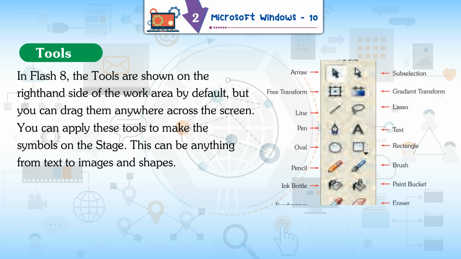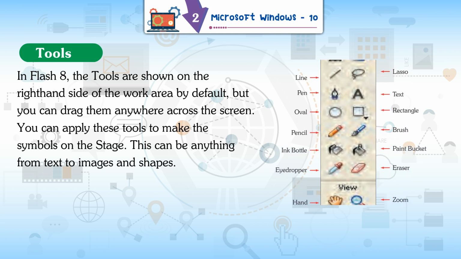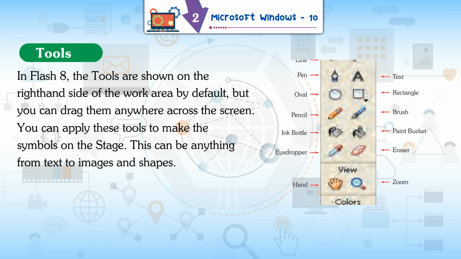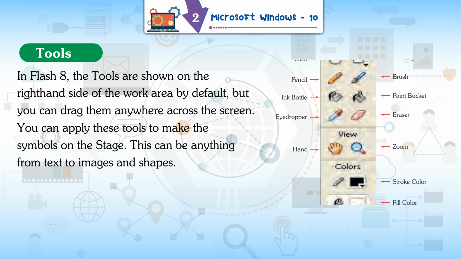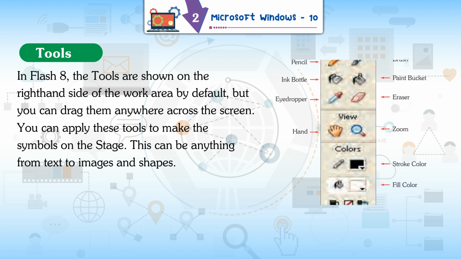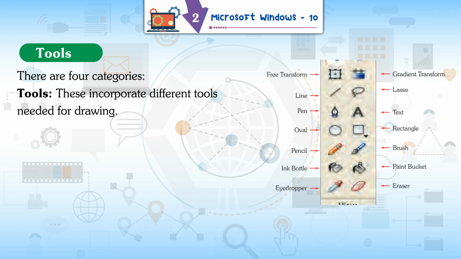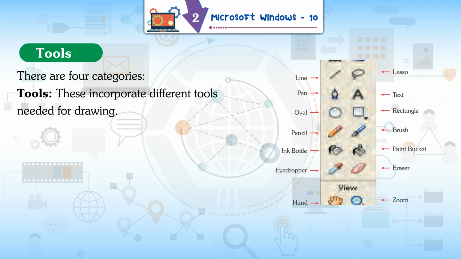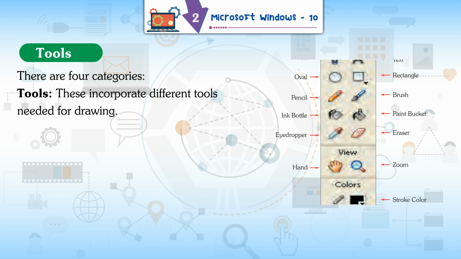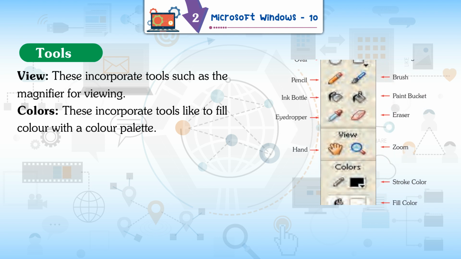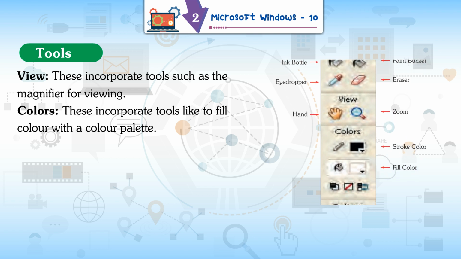Tools. In Flash 8, the tools are shown on the right-hand side of the work area by default, but you can drag them anywhere across the screen. You can apply these tools to make the symbols on the stage. This can be anything from text to images and shapes. There are 4 categories. Tools. These incorporate different tools needed for drawing. View. These incorporate tools such as the magnifier for viewing.